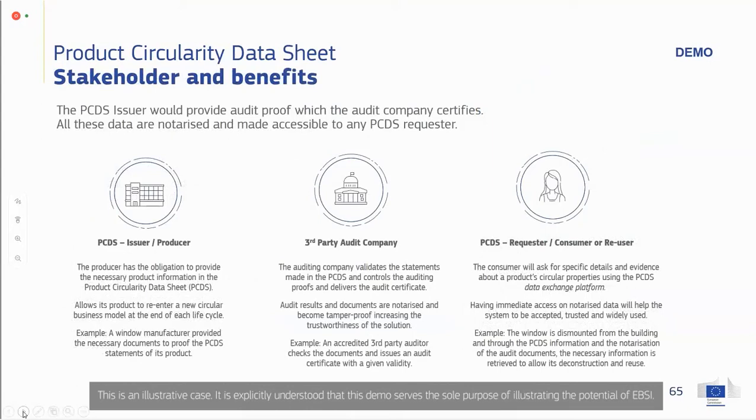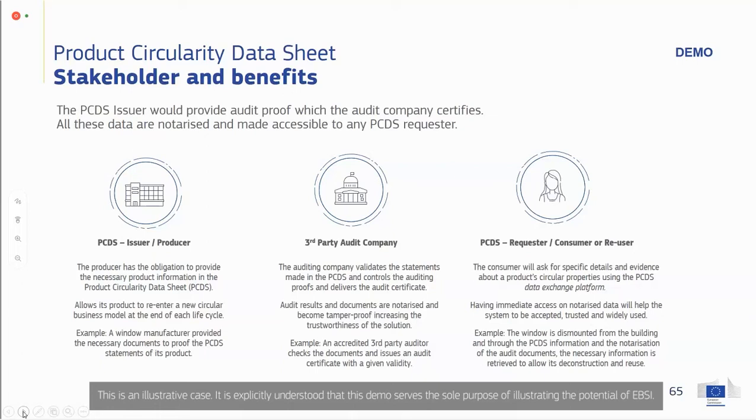So who are the stakeholders which will benefit from the system? The first one is the one who is issuing the product circularity datasheet for his own product. So he will make sure to upload the exact circular data and properties in the system and in the PCDS.